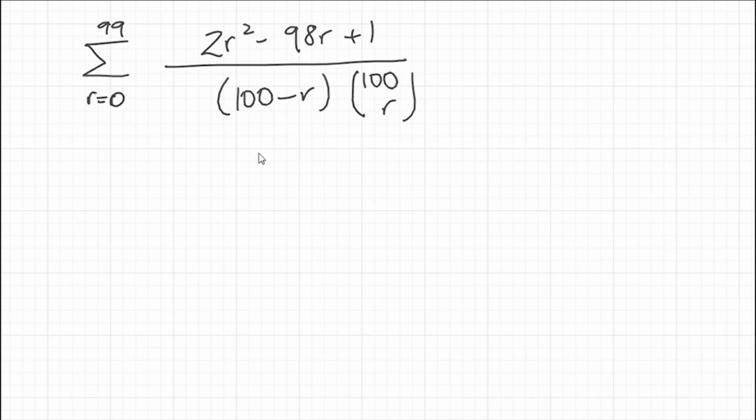I've got a fun summation problem. We want to evaluate the sum from r equals 0 to 99 of (2r squared minus 98r plus 1), all divided by (100 minus r) times 100 choose r. Okay, if you want to have a go at evaluating this sum here, pause the video now and give it a go for yourself, and I'm going to dive straight into a solution.